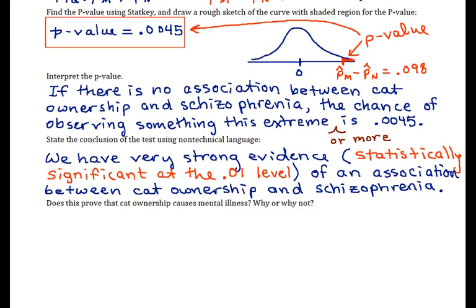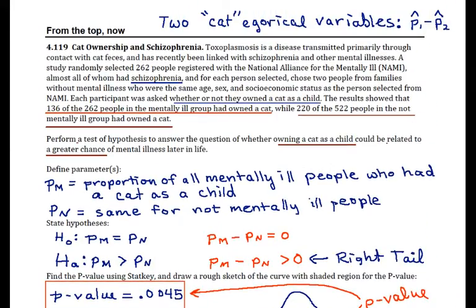Does this prove that cat ownership causes mental illness? This is a test 1 type question here, really. Causes is really what we want to get our attention in this. We have to look back at the study and recall how it was conducted. We randomly selected 262 registered mentally ill individuals and chose some families without mental illness that were of similar characteristics, and then surveyed whether or not these people had a cat as a child.